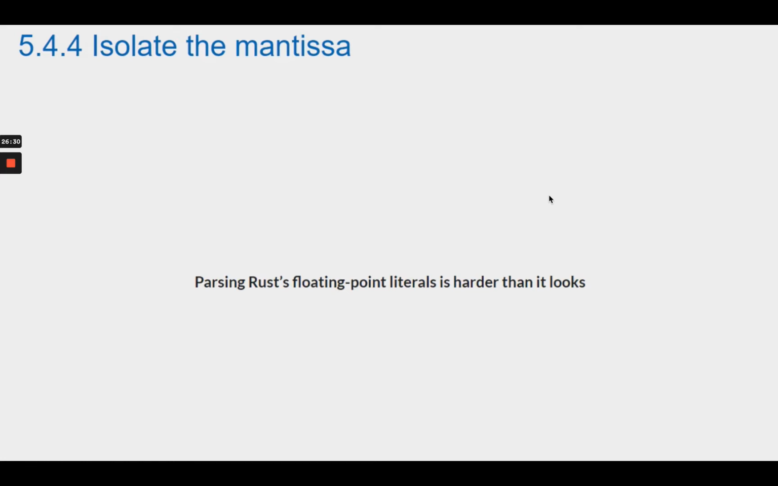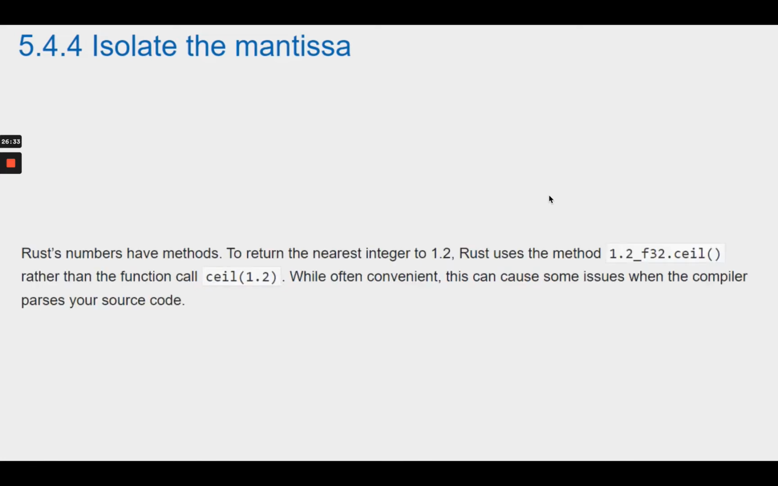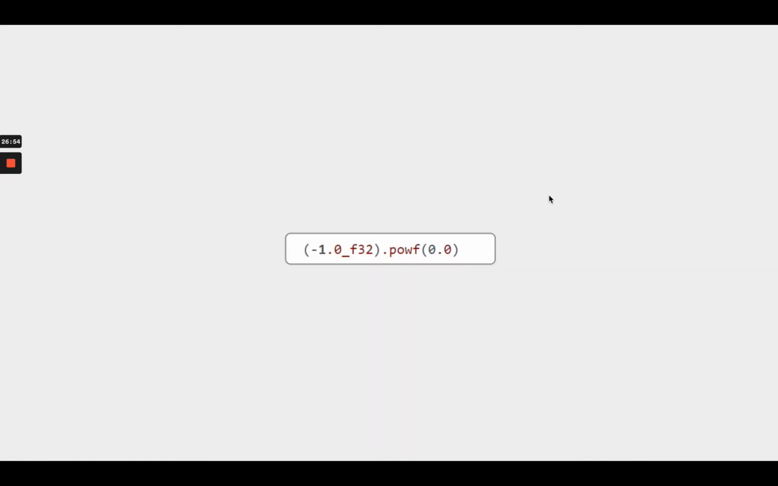Parsing Rust's floating point literals is harder than it looks. Rust numbers have methods. To return the nearest integer to 1.2, Rust uses the method 1.2_f32.ceil, rather than the function call ceil of 1.2. While often convenient, this can cause some issues when the compiler parses your source code. For example, unary minus has lower precedence than method calls, which means unexpected mathematical errors can occur. It is often helpful to use parentheses to make your intent clear to the compiler.